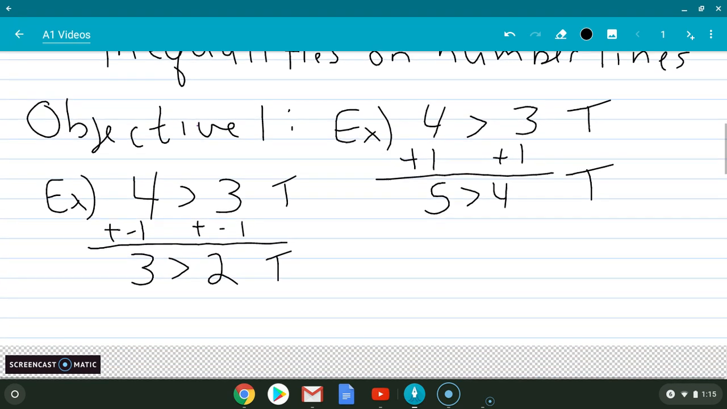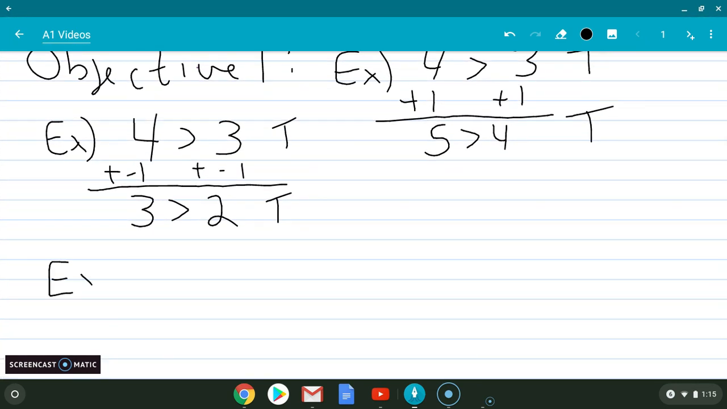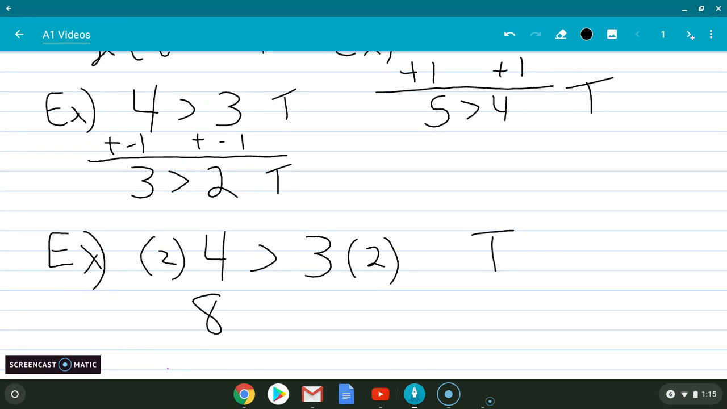What about another property of equality? What about multiplying, the multiplicative property? Let's try that. What if I have, again, 4 is greater than 3, but now instead of adding, what if I multiply both sides by 2? I know that it's true that 4 is greater than 3. 4 times 2 is 8. 3 times 2 is 6. Is it still true that 8 is greater than 6? Absolutely, it's true.